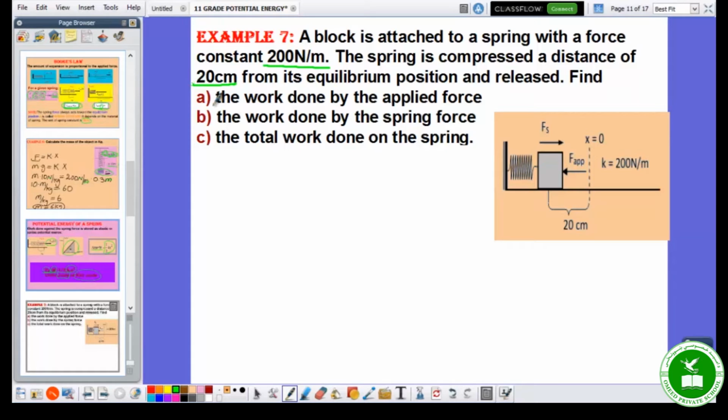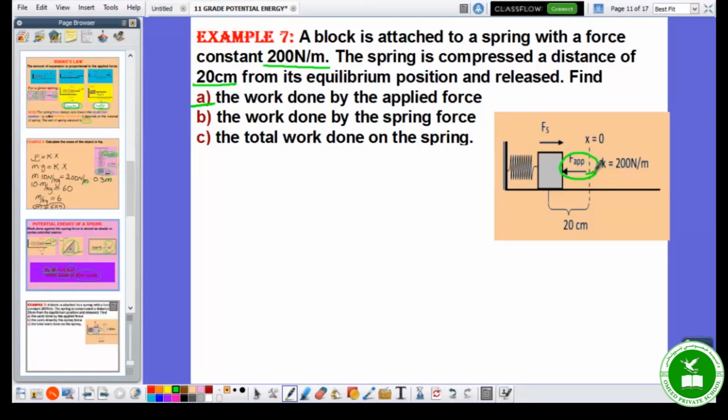First of all, we should find the work done by the applied force. How much work will be done by this external force? Next, B part, we should find the work done by the spring force, meaning work done by the restoring force of the spring itself. Next, the total work done on the spring. How much will total work done on the spring be?